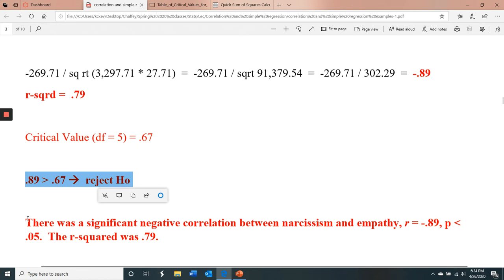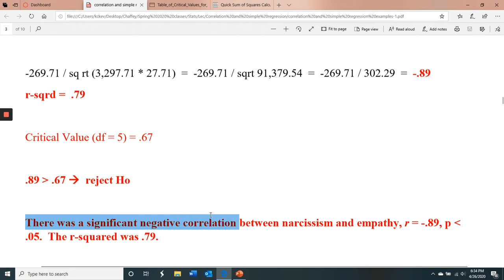Now we're ready to write up everything. There was a significant, because we rejected the H0, negative correlation, the correlation is negative 0.89, between what things? Well, between narcissism and empathy. So the simple sentence just says whether it's significant or not and the direction, if it's significant. If it's not significant, don't give the direction. Just say there was no significant correlation between X and Y.